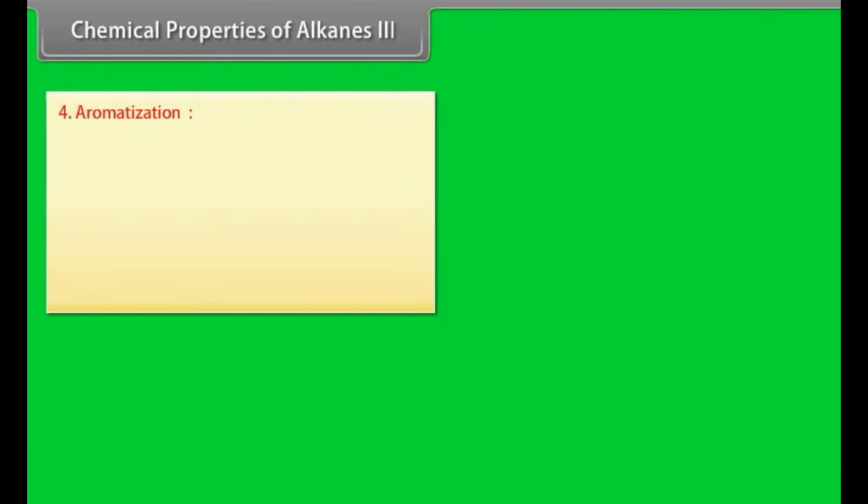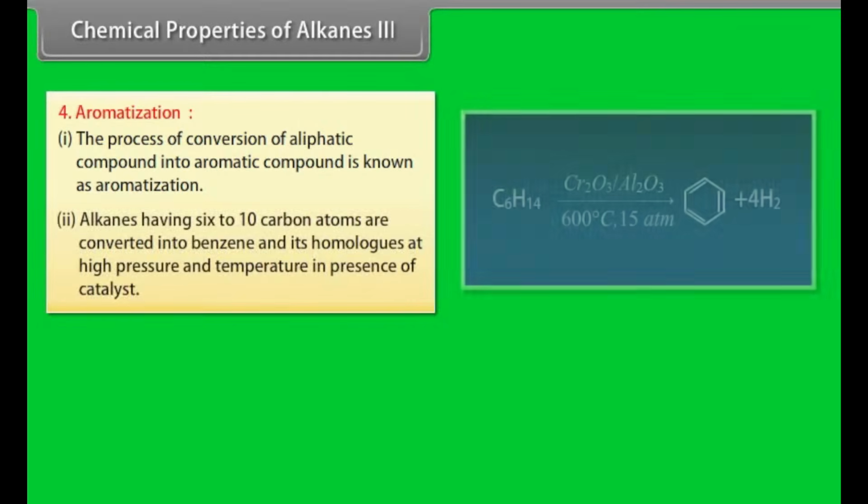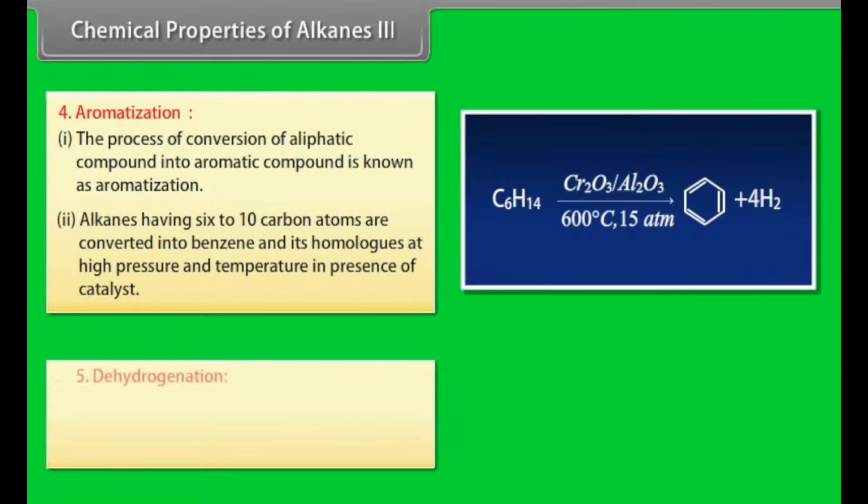Chemical properties of alkanes, Part 3. Aromatization. Number 1. The process of conversion of an aliphatic compound into an aromatic compound is known as aromatization. Number 2. Alkanes having 6 to 10 carbon atoms are converted into benzene and its homologues at high pressure and temperature in the presence of a catalyst.